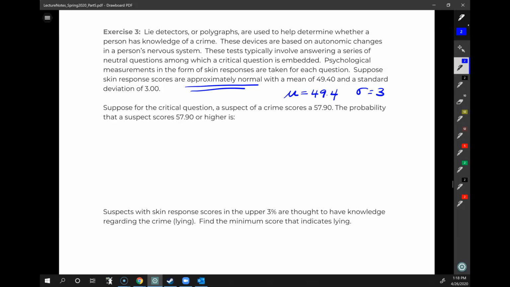As I read forward, we can see we have a suspect for a thing, and they have a score of 57.9. This appears to be an observation from my normal distribution. We tend to use X to talk about random variables that come from a normal distribution, just like we use X for random variables that came from a binomial. And we are looking for the probability that a person scores that or higher. So we've been told we're looking for a probability, which means I want an area under the curve.